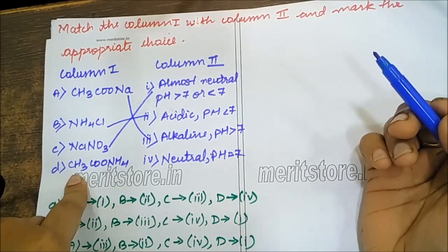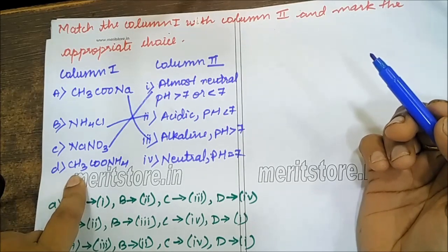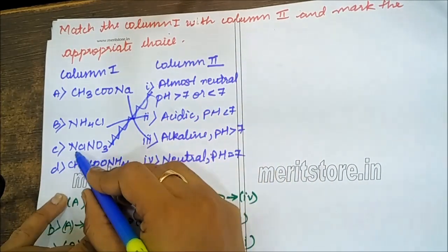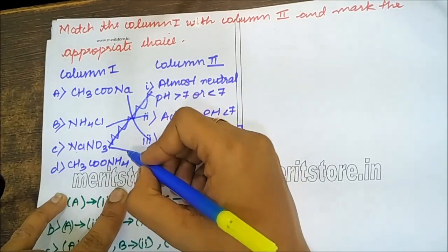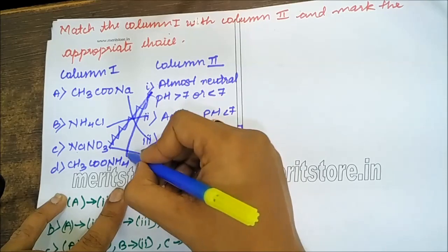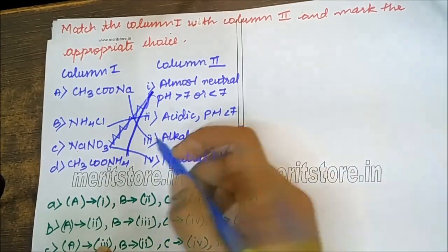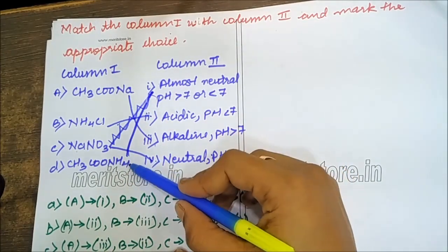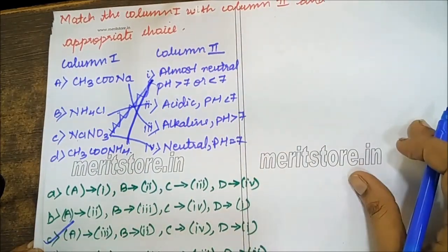And ammonium acetate is a salt of a weak acid and a weak base. Sorry, the salt of a strong acid and strong base would be neutral, and a weak acid and weak base salt would be almost neutral. Okay, so my answer would be: first with 3, second with 2, third with 4, and D with 1. So my answer is C. All right.